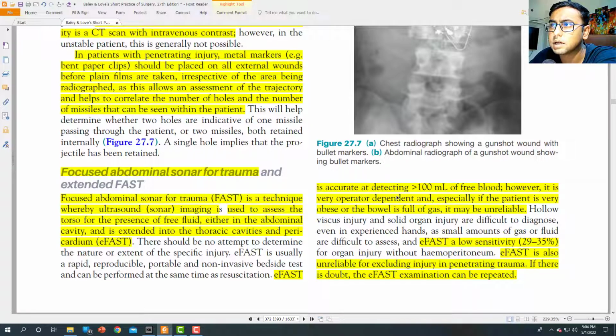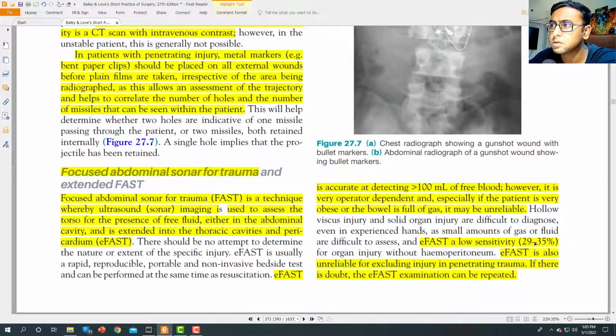EFAST is accurate at detecting more than 100 ml of free blood. However, it is very operator dependent, and especially if the patient is very obese or the bowel is full of gas, it may be unreliable. So EFAST is not the gold standard investigation, but if there is free fluid or blood of more than 100 ml, it will be positive. It may come in the MCQ exam: how much fluid must be present in the abdomen to be positive in the EFAST scanning system, that is the ultrasound system.